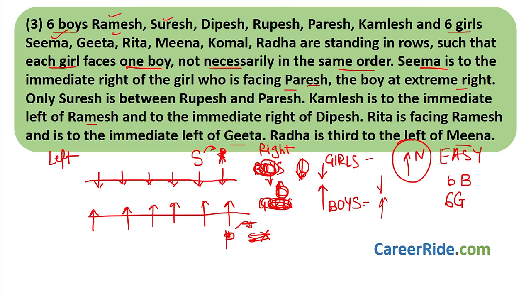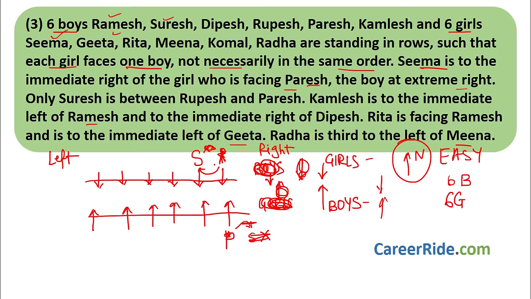So this sentence made it clear where each one of them is facing. Seema is to the immediate right of the girl who is facing Paresh. When we are facing towards south, we know that our right hand side becomes exactly opposite, that is this. So this sentence gets satisfied. Move on to next sentence.